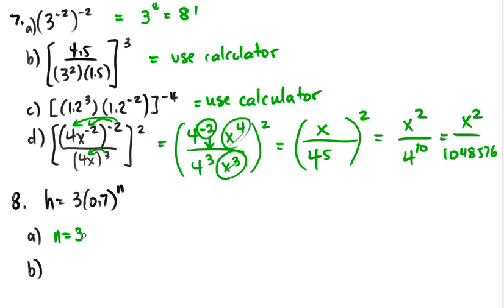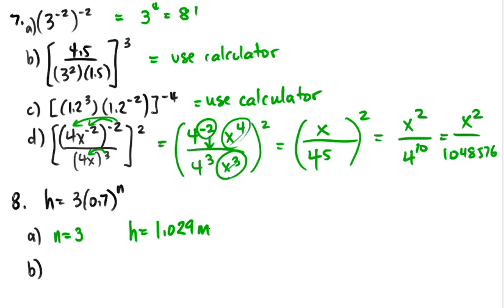We're given a formula for the height that a ball bounces after n bounces. At the top of the third bounce, we substitute in a 3. We do that on the calculator and we get about 1.029 meters high.